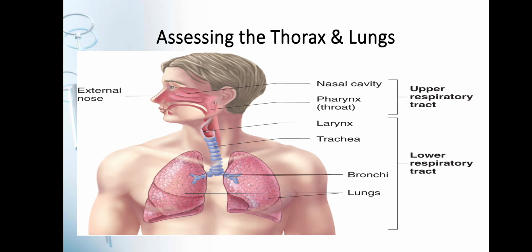So as you can see dito sa image na nakikita ninyo, we have the parts of your respiratory system. It includes your external nose, the nasal cavity, the pharynx, which is the upper respiratory tract, meaning sa taas banda po. And then we have, starting from the larynx, trachea, bronchi, and your lungs, it is your lower respiratory tract.